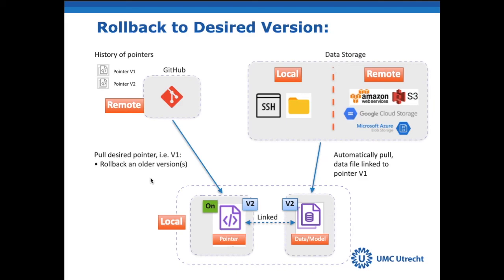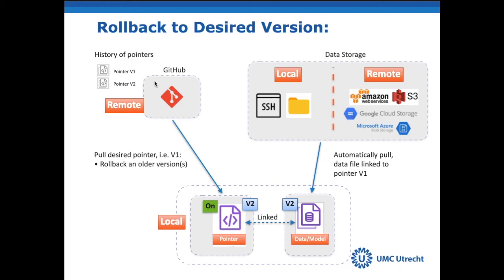Now, for example, if I want to roll back to version 1, what I just need to do is go to GitHub and get the pointer that points to the data associated with version 1. So that's the only thing I need to do. I will bring that version 1 here. The one that's always in my local repository is the one in the on mode. The ones at GitHub are just a history of the pointers that you have. They're in off mode.